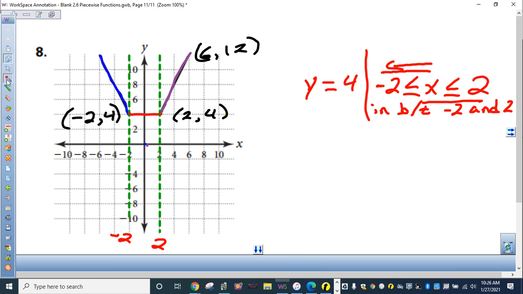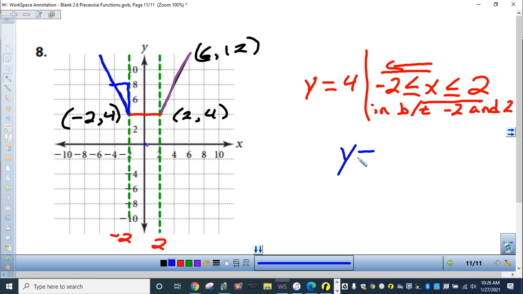Okay, so let's do the blue line next. We have to count out the slope. It goes up 1, 2. So up 2, left 1, so that's plus 2. So if I write y equals, actually, let's write that one above.